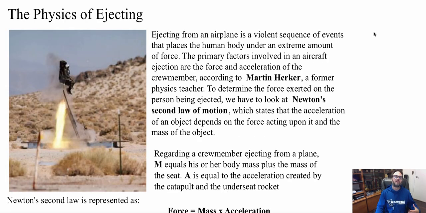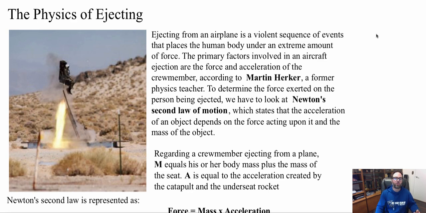Let's take the physics, for example, of ejecting from an airplane. If we eject from an airplane, this is a violent sequence of events that places the human body under extreme amounts of force. Remember, force on a mass creates acceleration. The primary factors involved in an aircraft ejection are the force and acceleration of the crew member, according to Martin Harker, a former physics teacher.